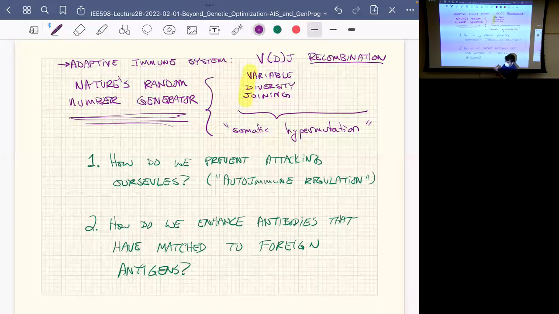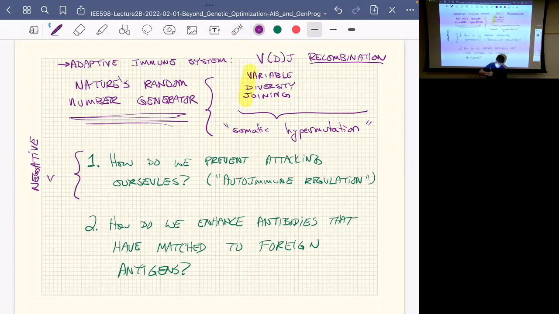And so this first part here motivates what's referred to as negative selection. And this second part is going to refer to algorithms that we call clonal selection. And what we'll see is that clonal selection is going to look a lot like a genetic algorithm without recombination. So we'll see that in just a second.